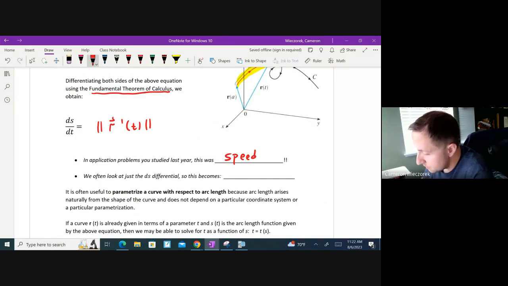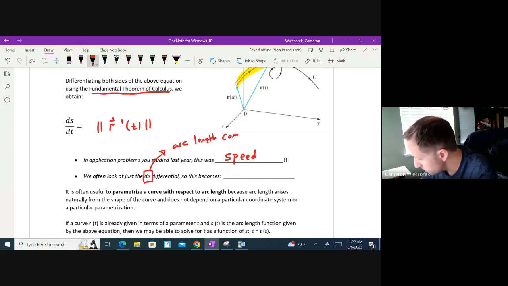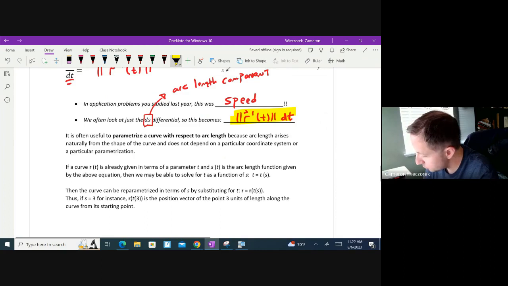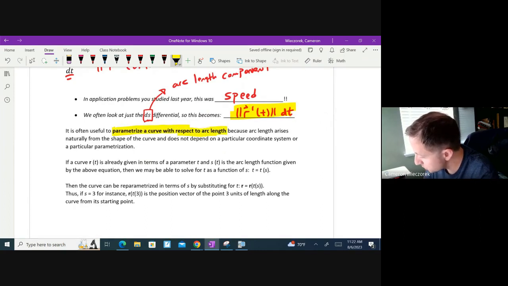Oftentimes, we'll multiply the dt to the other side. We want to take integrals with respect to arc length. So just looking at that arc length component, ds, we can multiply dt to the other side, and we end up getting that ds is equal to the magnitude of r prime of t times dt. Okay. And so we'll be parameterizing curves with respect to arc length.